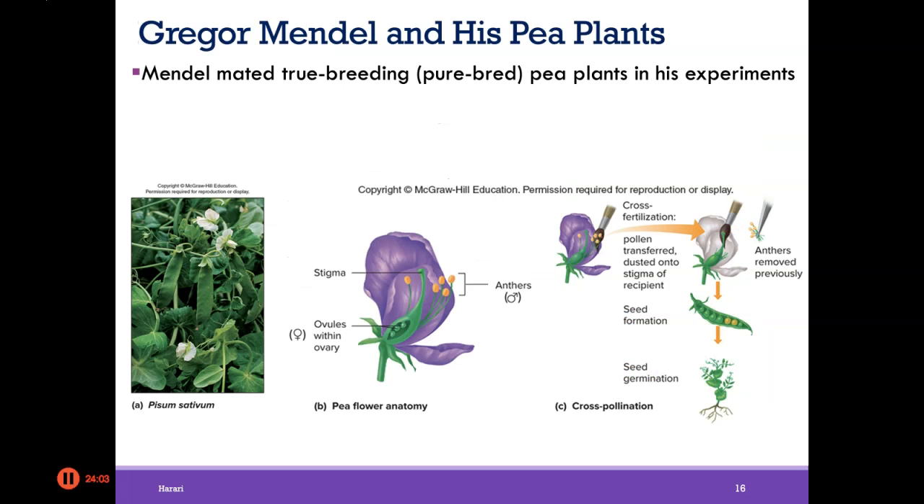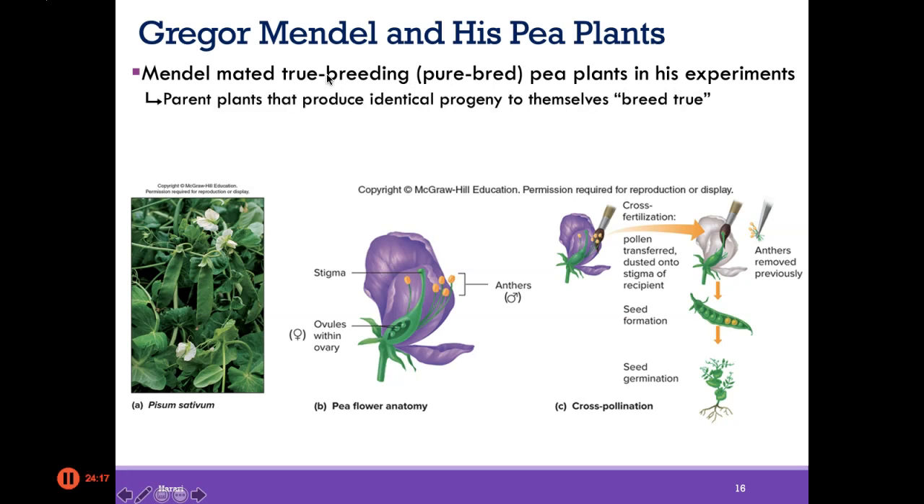Let's discuss Gregor Mendel and his pea plant experiments. Gregor Mendel mated true breeding pea plants in his experiments. True breeding is also known as pure-bred. And what true breeding means is they're plants that produce identical progeny to themselves. They breed true. That means plants derived from green seeds always produced green seeds when they're fertilized with each other. Right? Yellow seeds, the yellow parents only give rise to yellow progeny. Right? These are true breeding. You never see something different.